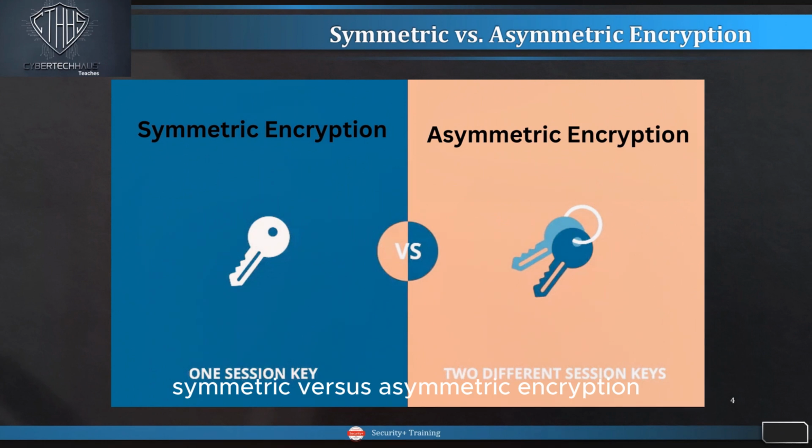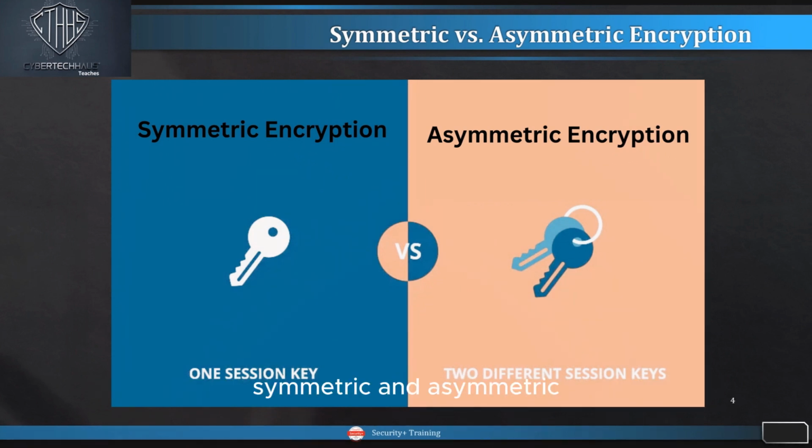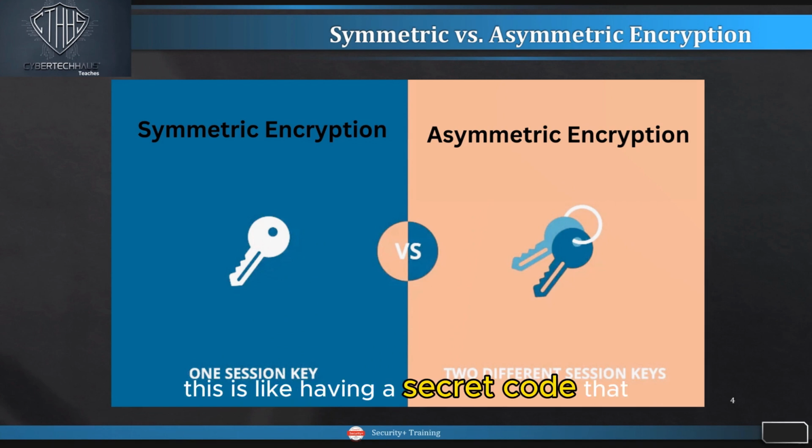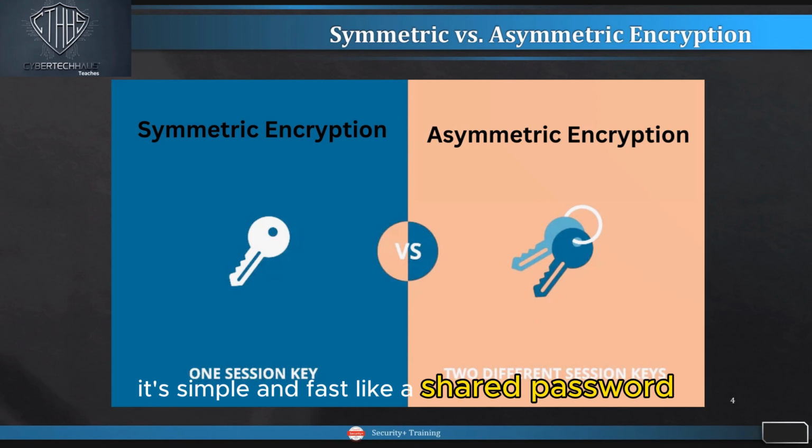Symmetric versus asymmetric encryption. Okay, students, today we're going to talk about two main types of encryption, symmetric and asymmetric. Think of them as two different ways to send a secret message. Symmetric encryption. This is like having a secret code that you share with your friend. Let's say you both know the word banana is the key. You can use this key to scramble your messages so only someone who knows the key can read them. It's simple and fast, like a shared password.